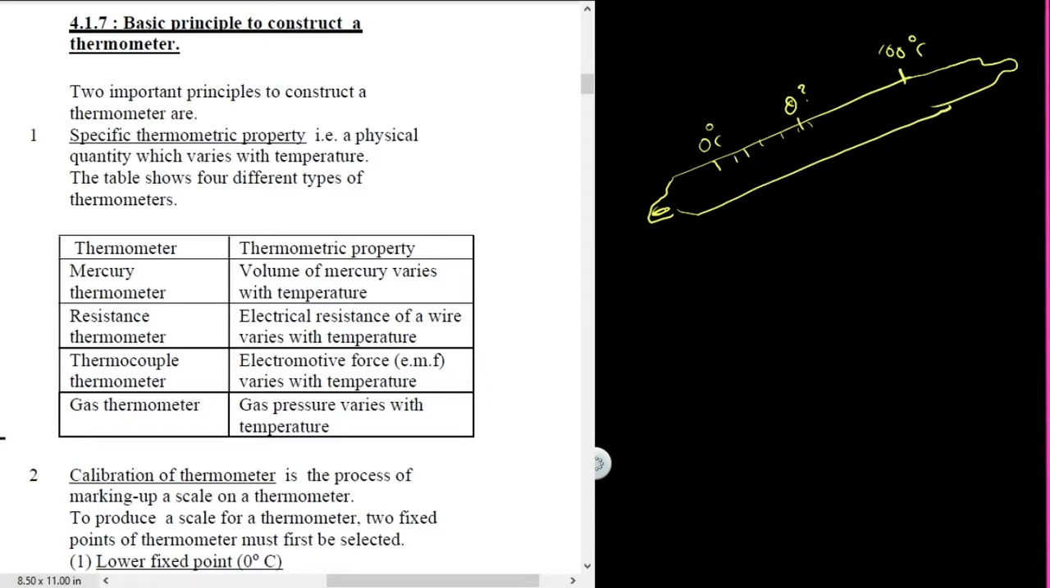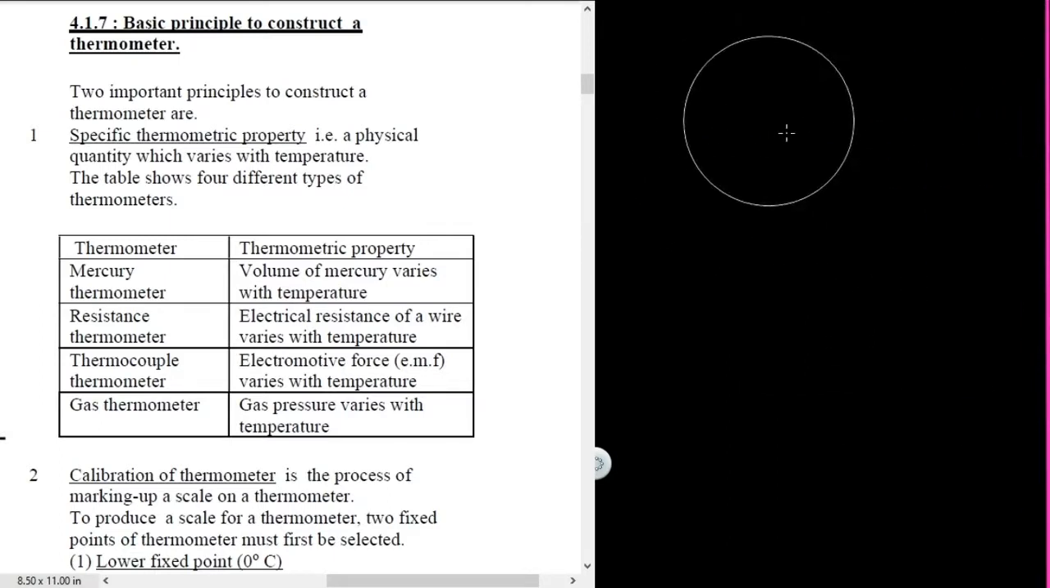Two important principles to construct a thermometer, we use these two principles. The first one is the specific thermometric property. It is the physical quantity which varies with temperature. So it depends on the physical quantity, on the property of the material, the physical quantity which varies with temperature.